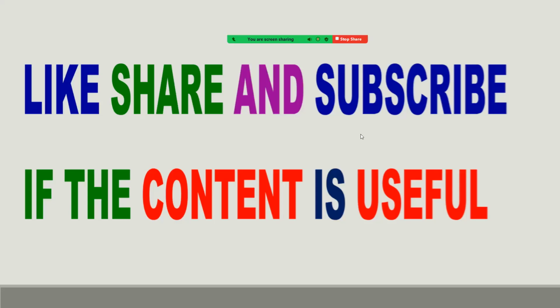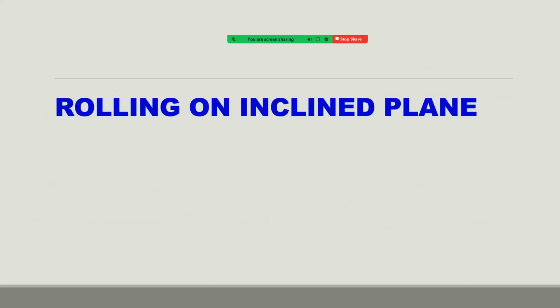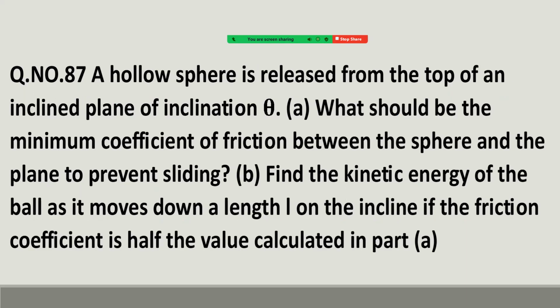Hi students. In this lecture, I am going to discuss problems based on rolling on an inclined plane. Let us see the first one. A hollow sphere is released from the top of an inclined plane of inclination theta. What should be the minimum coefficient of friction between the sphere and the plane to prevent sliding?